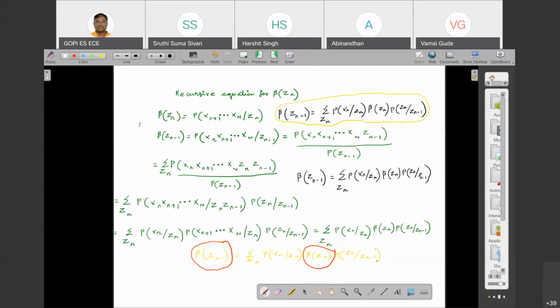So this is the starting point, beta of Zn, right? This is probability of xn plus 1 all the way up to xn given Zn, right? So now your beta of Zn minus 1 means it has to start with what? Xn. So let me start with beta of Zn minus 1, because I want beta of Zn minus 1 to be written in terms of beta of Zn. It's a backward one, right? So it starts with xn, n plus 1, and so on up to xn given zn minus 1.